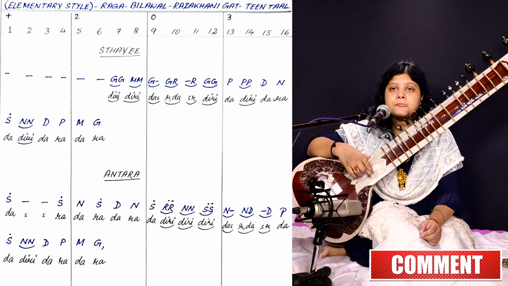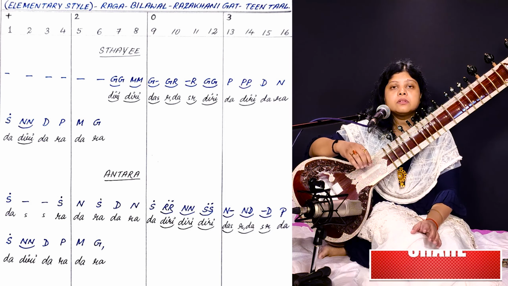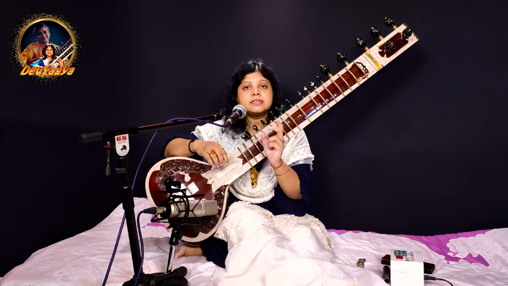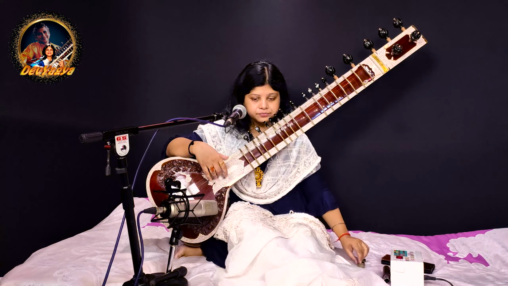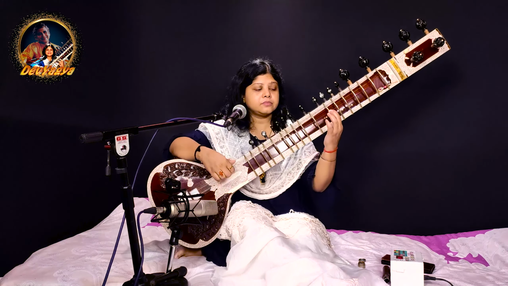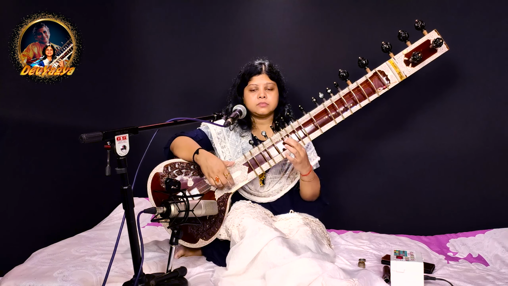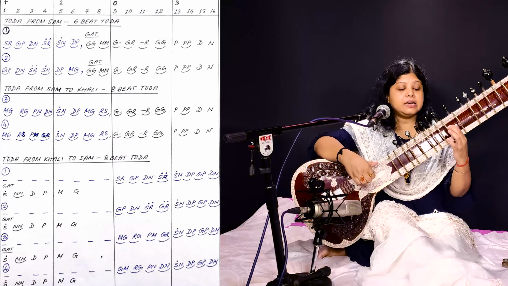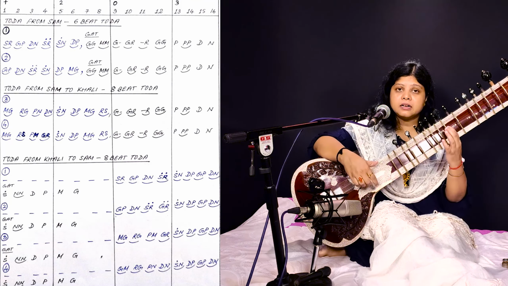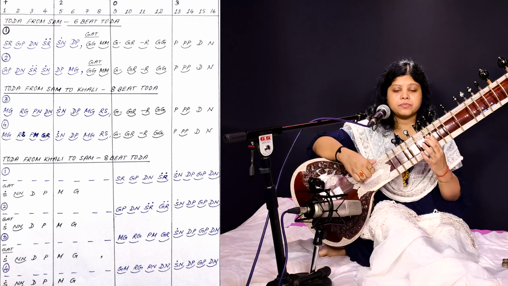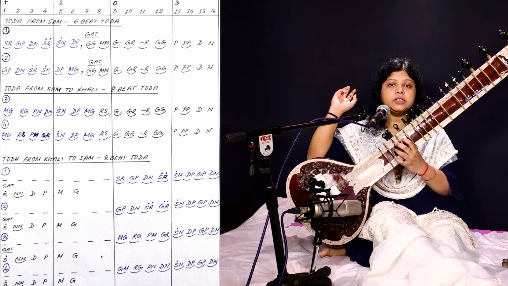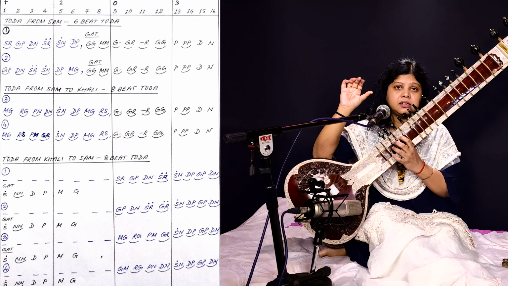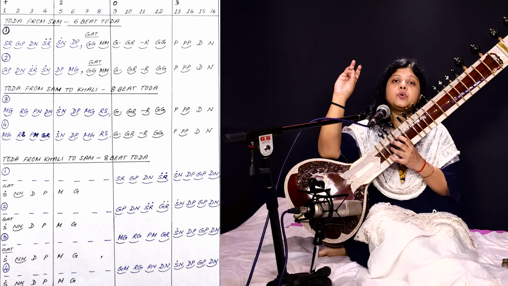Now, we are starting this gat from the 7th beat. In the first 6 beats, we will set some taan or toda, like this. Simple. Sa re ga pa dha ni sa re sa ni dha pa ga ga ma ma. You can follow the notation. As you can see, the first taan I have set into 6 beats. So 1, 2, 3, 4, 5, 6.